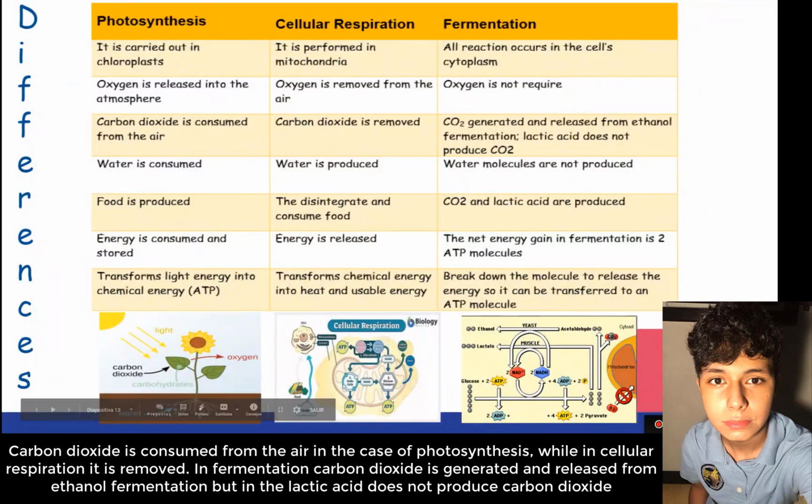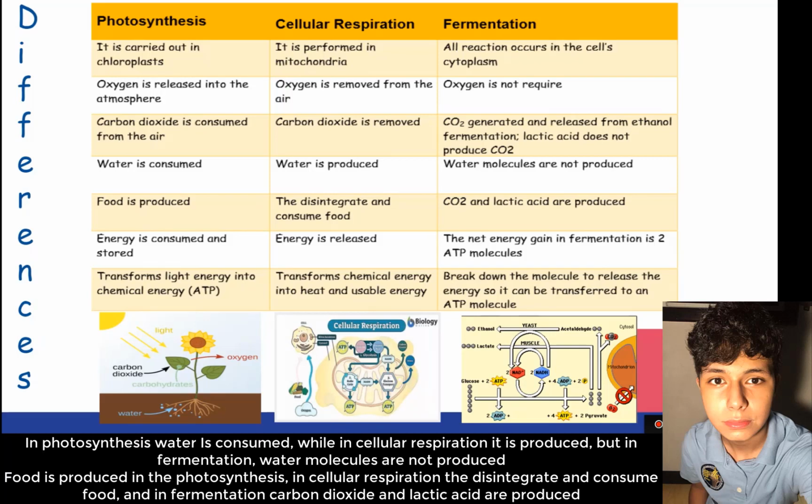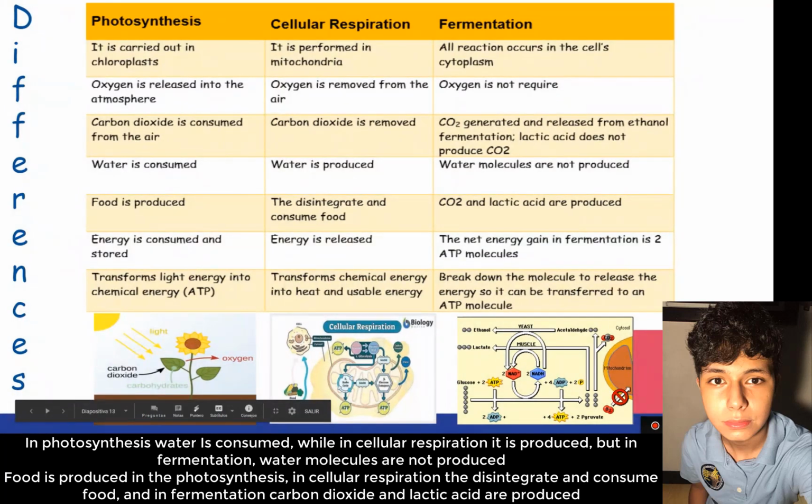Carbon dioxide is consumed from the air in the case of photosynthesis, while in cellular respiration it is released. In fermentation, carbon dioxide is generated and released from ethanol fermentation, but lactic acid fermentation does not produce carbon dioxide. In photosynthesis, water is consumed, while in cellular respiration it is produced, but in fermentation, water molecules are not produced. Food is produced in photosynthesis. In cellular respiration, food is broken down and consumed, and in fermentation, carbon dioxide and lactic acid are produced.